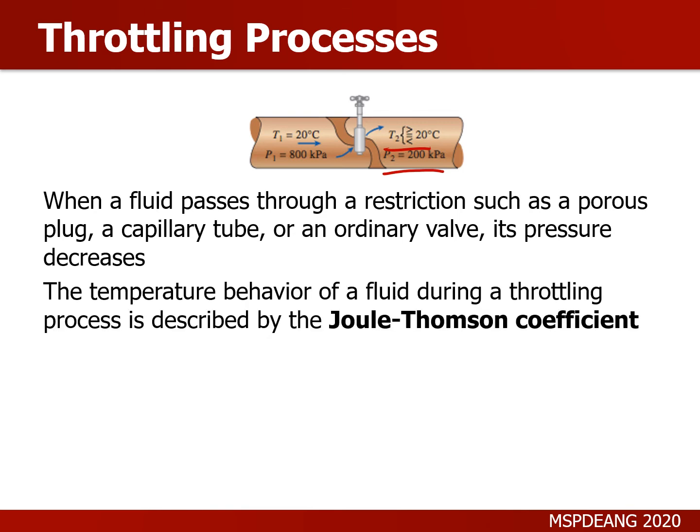And the temperature behavior of the fluid throughout the throttling process is now described by your Joule-Thomson coefficient. And the thermodynamic definition of the Joule-Thomson coefficient is the change in temperature with respect to pressure at constant enthalpy. Kasi throttling processes are at constant enthalpy. Okay. So now, how do we determine the values of the Joule-Thomson coefficient?